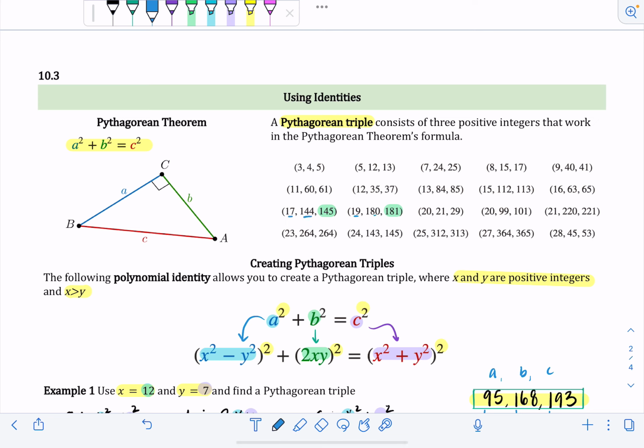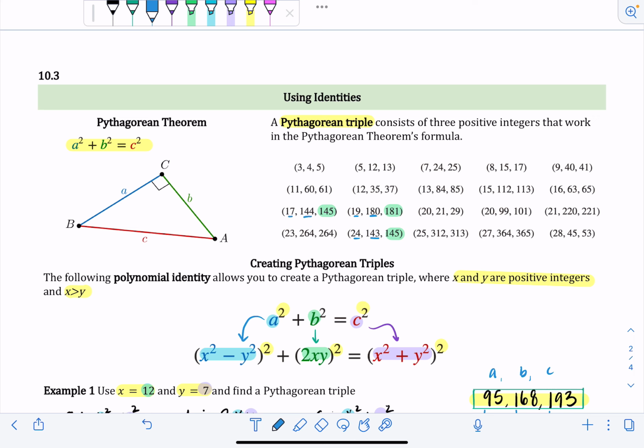So odd, even. Over here, the hypotenuse is 145, and in this case the smaller leg is even, 24. The longer leg is odd. So we have to be careful and check that when we're using Pythagorean triples to solve for x and y.